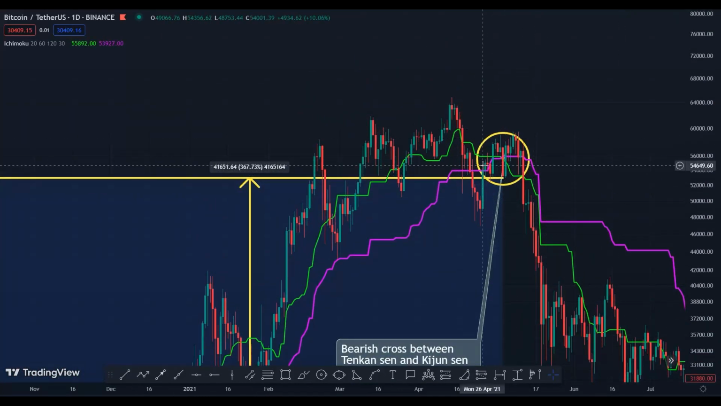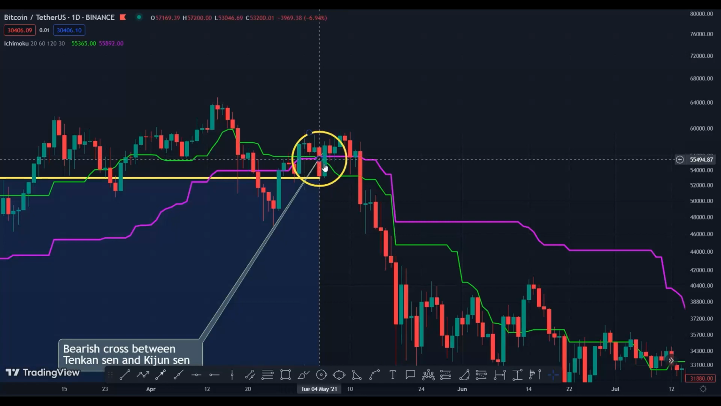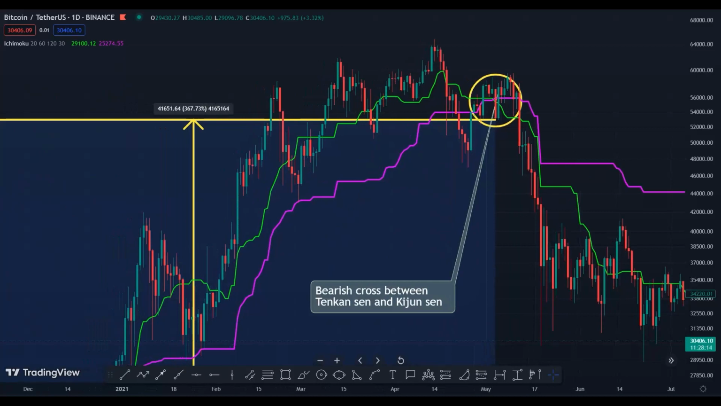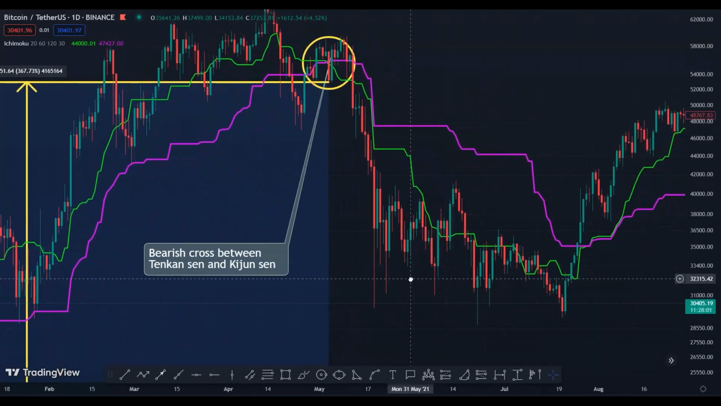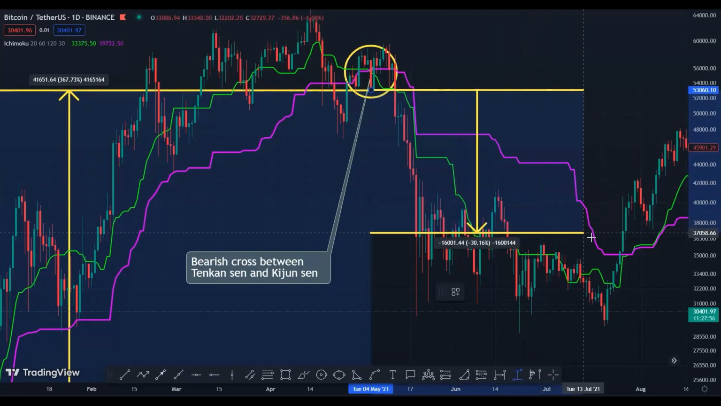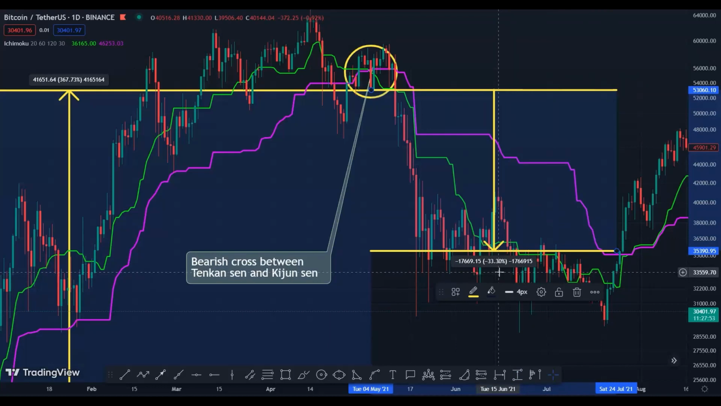What happens if the bearish cross appears on the chart? That shows you the first signs to be bearish. So when you see a bearish cross between the Tenkan-sen and Kijun-sen, like this one here, where the Tenkan-sen broke the Kijun-sen to the downside, you want to sell your position. If you are already in a long position, you want to take profit heavily here. Or if you didn't open the long position, this is the time to consider opening a short position here. If you open the short position at the close of this candle, you can hold it until here, which is 33%.